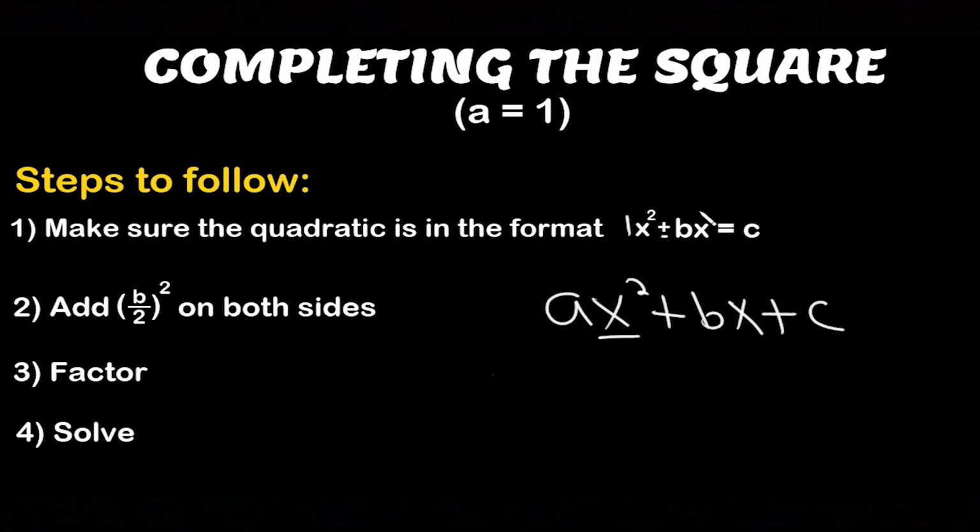Now, notice here that my a value is 1, right? Technically, there's a 1 in front of this x squared, and that's my a coefficient. So when you complete the square, it's very important that a is always equal to 1. Now, on these examples here, you don't have to worry about it. All of the a values are going to be equal to 1 on these examples.